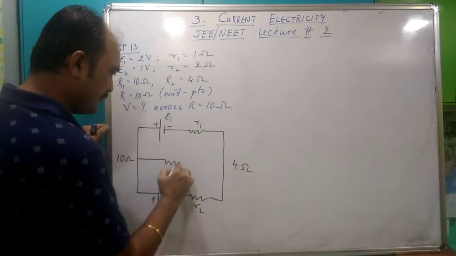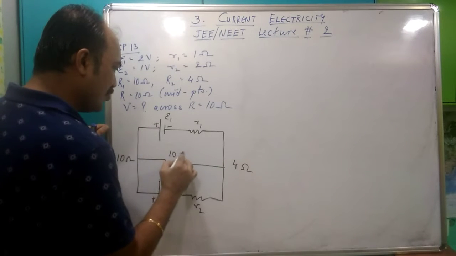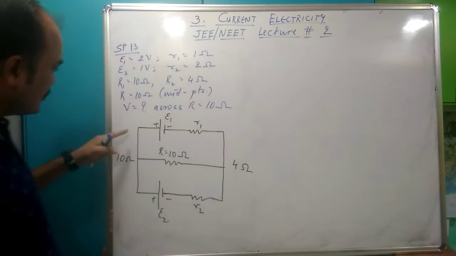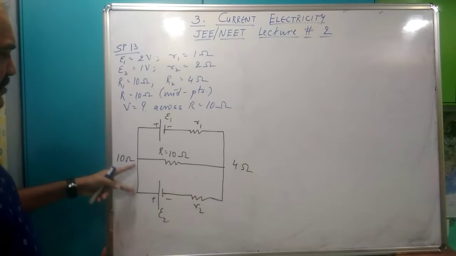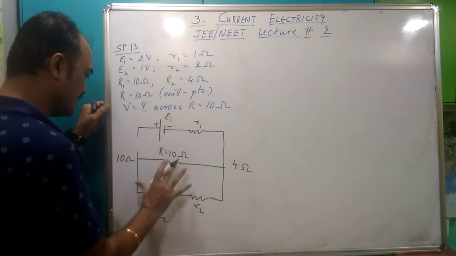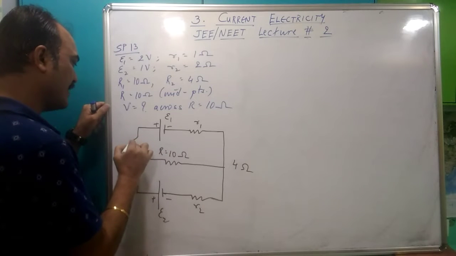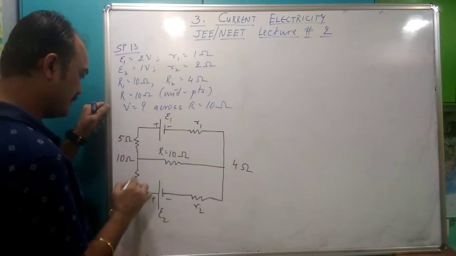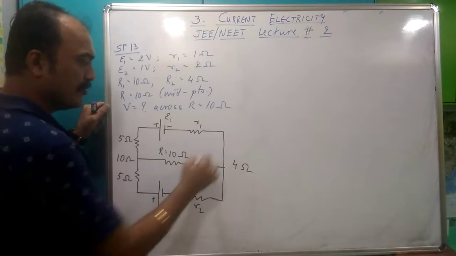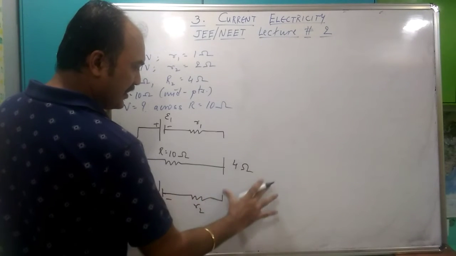So this 10 ohm resistor is actually dividing this 10 ohm into two parts. So this much is half, this much is half. So this will be 5. Let me draw the resistors so that we don't forget to take them. This is 5 ohm and this is also 5 ohm. And this too will be divided into two halves.